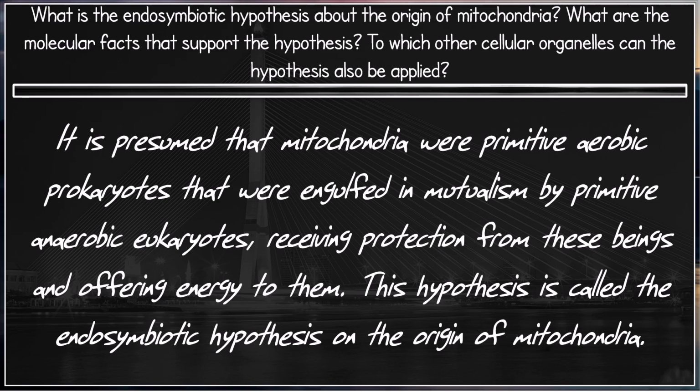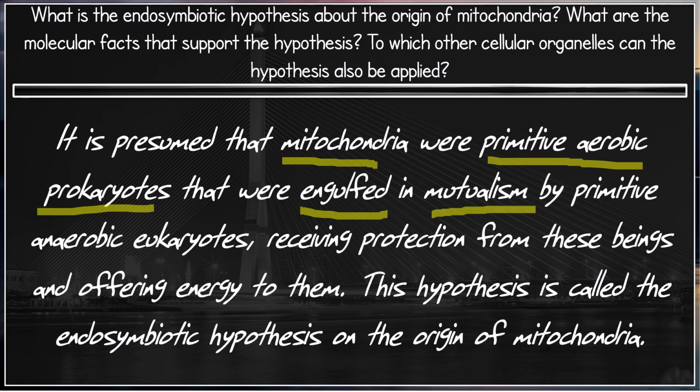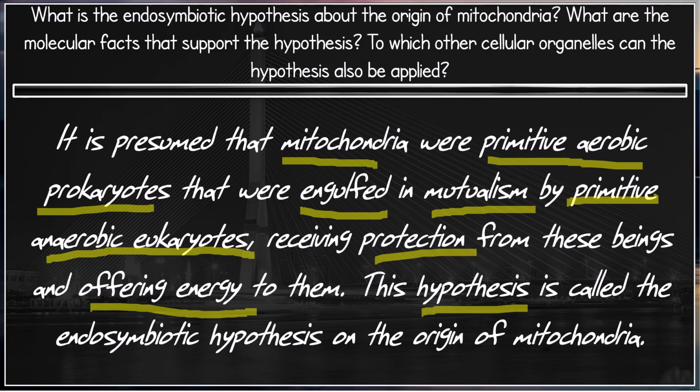It is presumed that mitochondria were primitive aerobic prokaryotes that were engulfed in mutualism by primitive anaerobic eukaryotes, receiving protection from these beings and offering energy to them. This hypothesis is called the endosymbiotic hypothesis on the origin of the mitochondria.